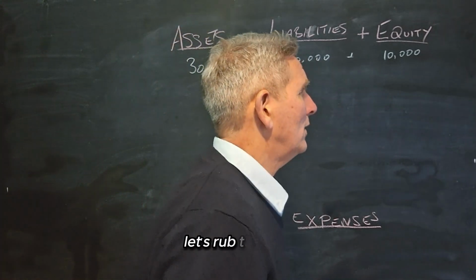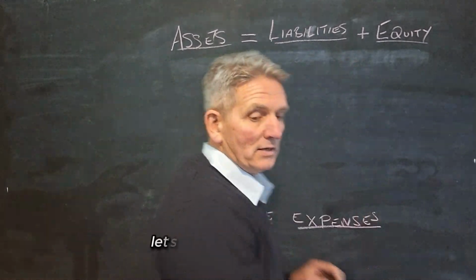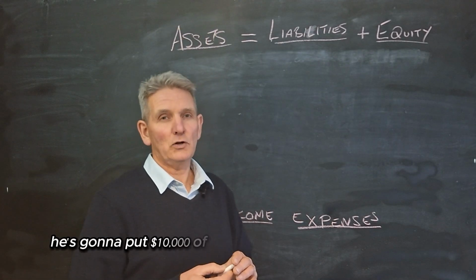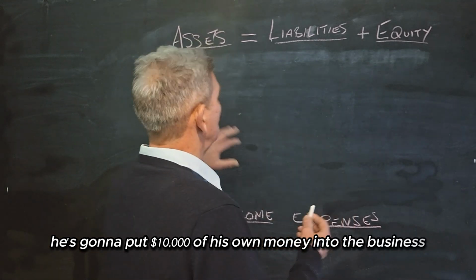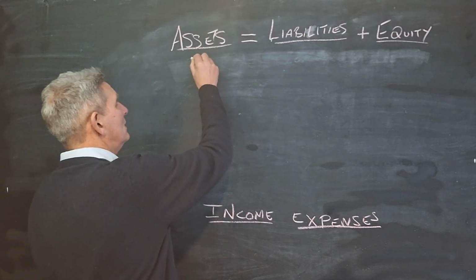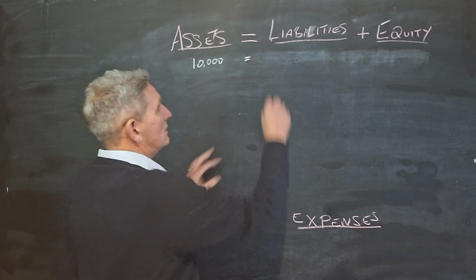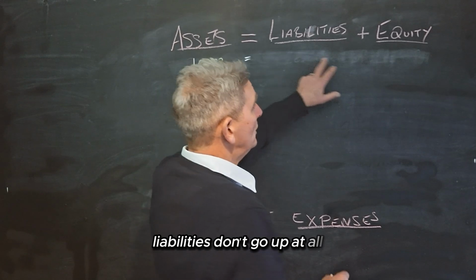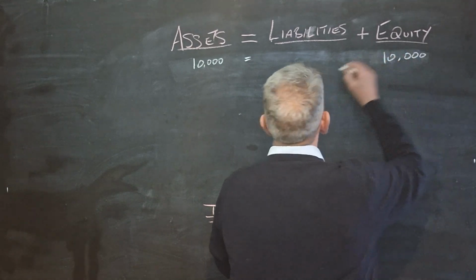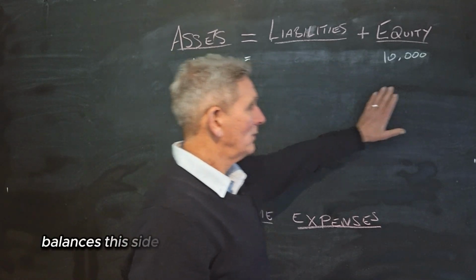It always balances. Well, let's rub that out. And let's give another example. Say there's Sparky and he wants to start a business. He's going to put $10,000 of his own money into the business. So his bank account's going to go up $10,000. The bank is an asset. That's going to be $10,000. His liabilities don't go up at all. His equity goes up 10,000 because it's his own money that he's put into the business. So again, it balances. This side balances this side.